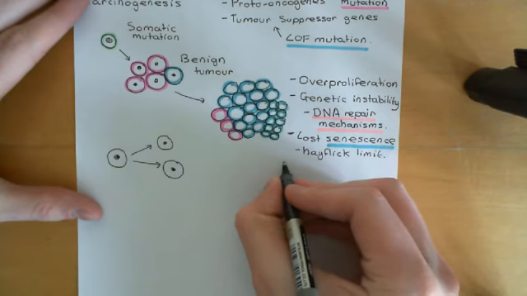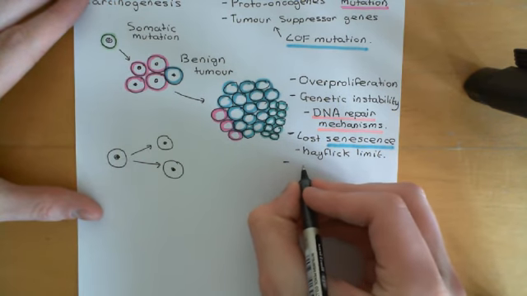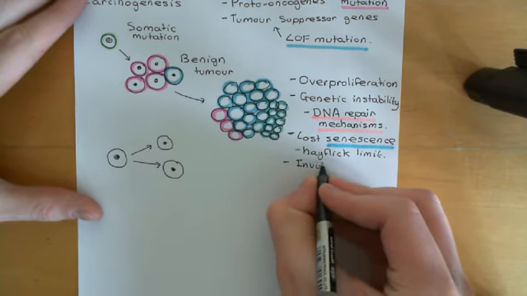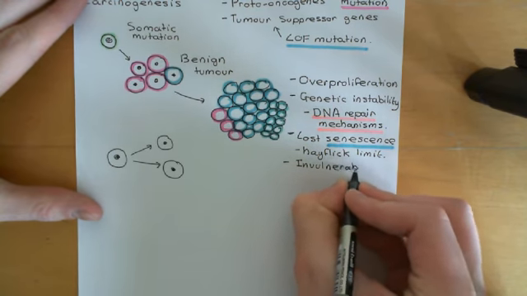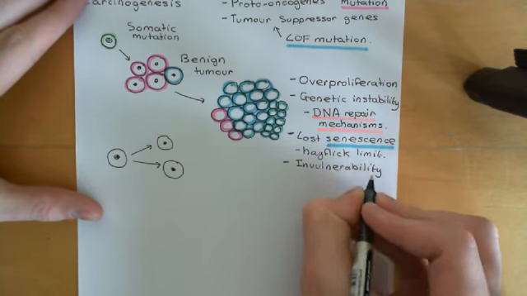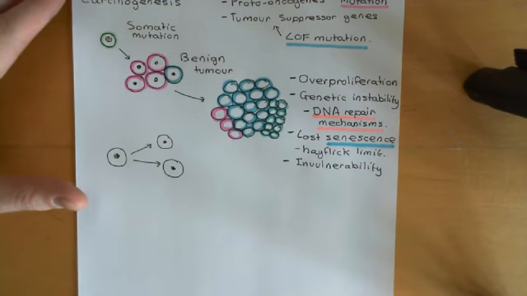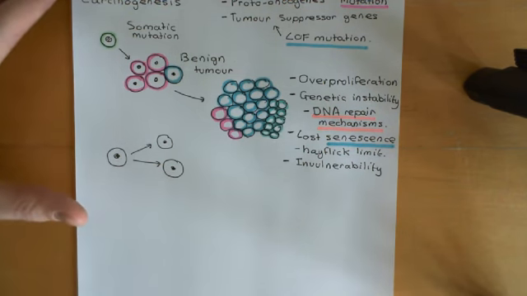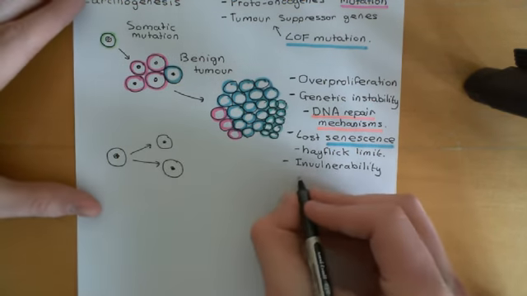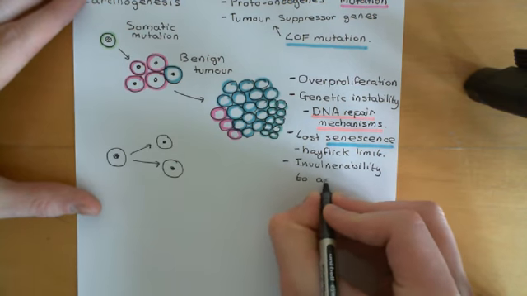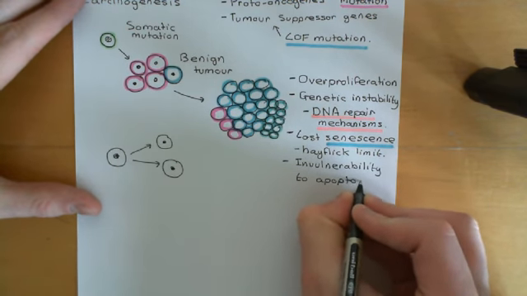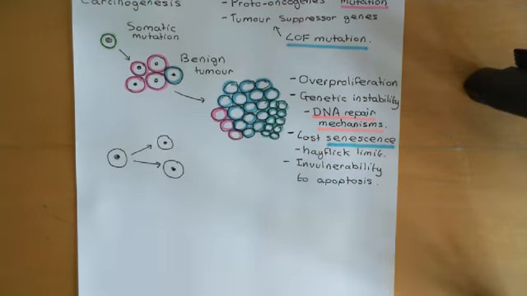Okay, and finally, lost susceptibility to apoptosis. So I'll call this invulnerability to apoptosis. Again, there are cells in the human body which can divide, and there are cells which can't divide. For instance, skeletal muscle cells and cardiomyocytes can't divide. Neurons in the brain can't divide. But the cells in the body which can divide, such as smooth muscle cells, fibroblasts, and hepatocytes, are controlled basically.